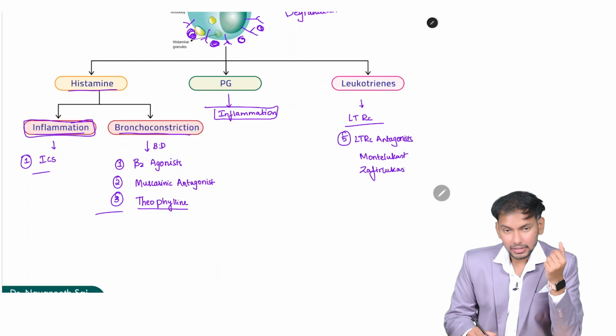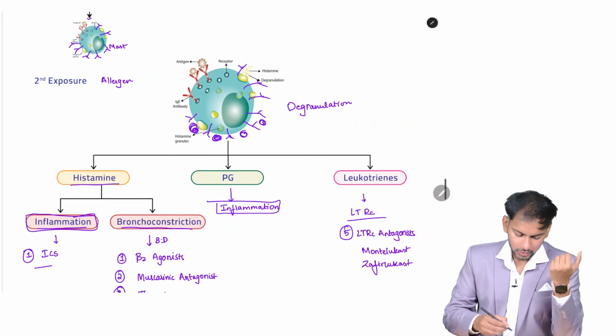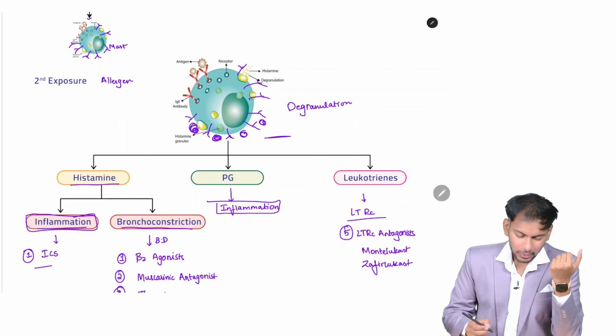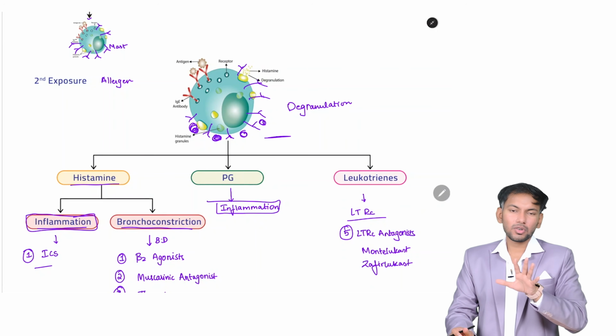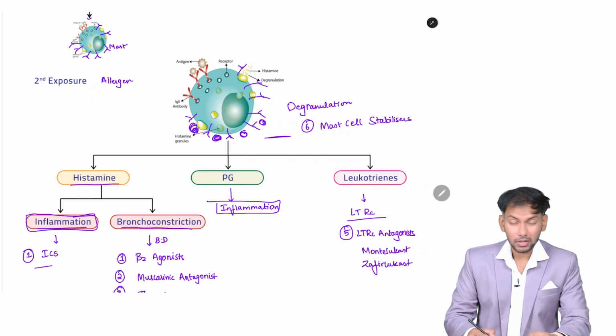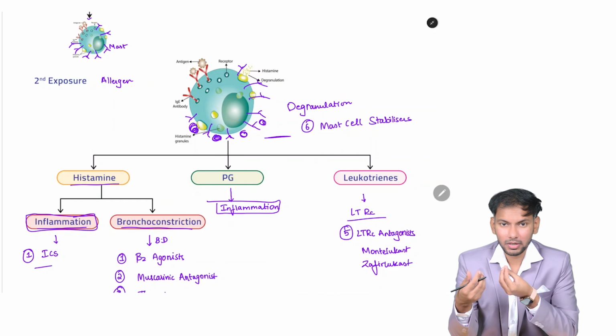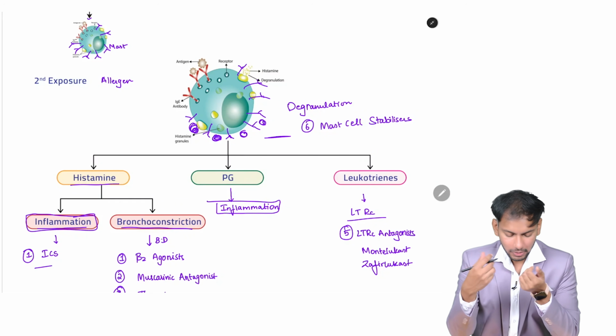So these are all the classes of drugs. Now, if you go a bit further, you can see here, because of mast cell degranulation, all of this is happening. So you can also give mast cell stabilizers. If you block it from degranulation, obviously you can treat it. These are cromolyn sodium drugs. Yes, this is a mast cell stabilizer.